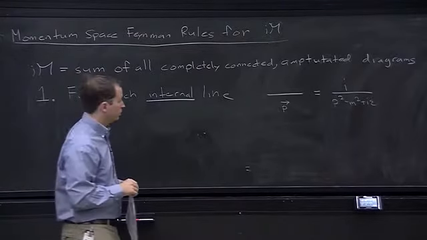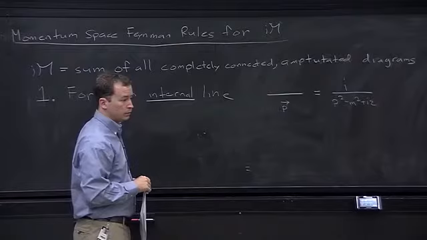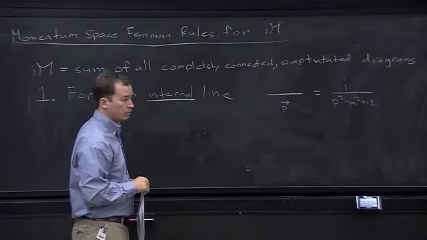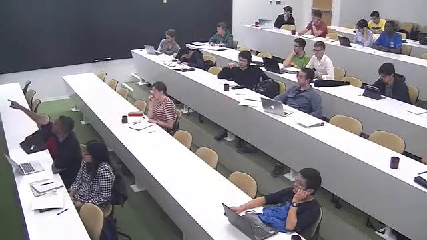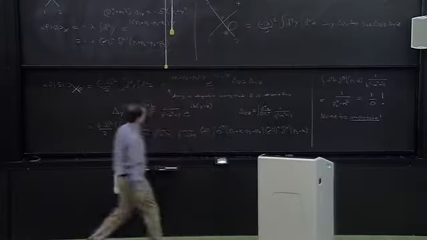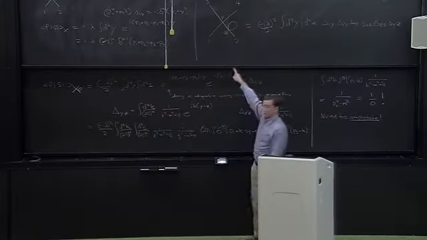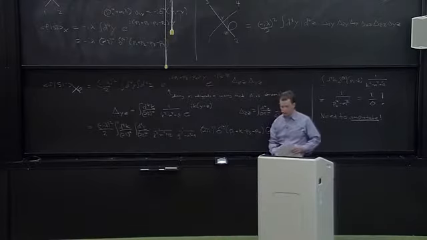By internal line, you mean a line that has both endpoints internal? Like if I have Z to Y, that's considered internal? Yeah, that's right. So, for instance, the Y to Z and Z to Z are the two internal propagators here.